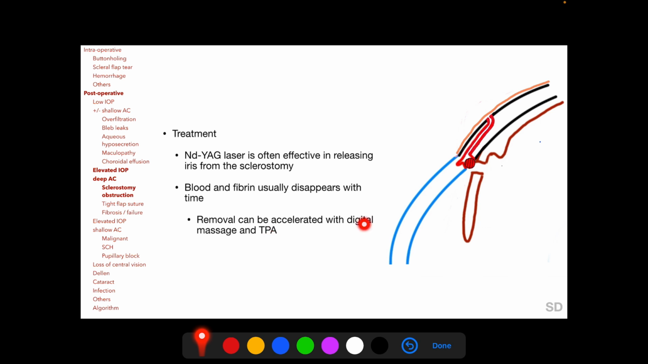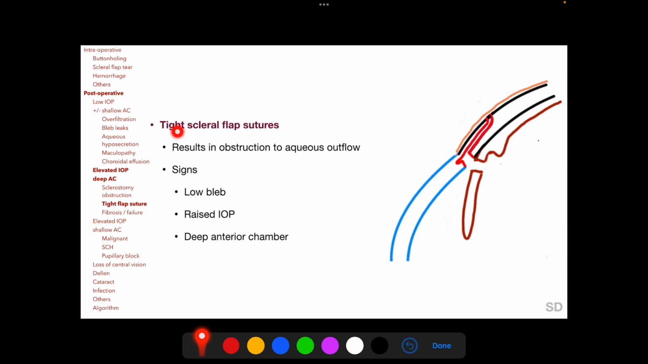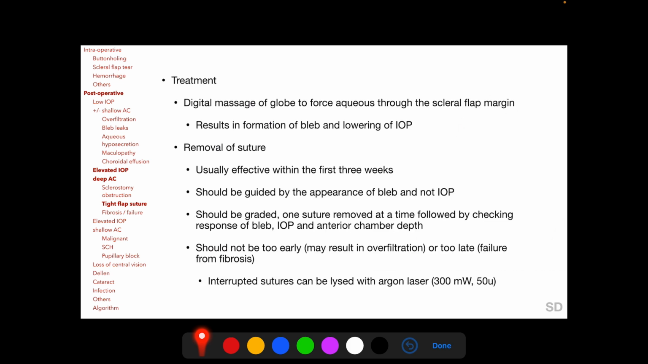We will be discussing digital massage further when we discuss fibrosis of the bleb. Tight scleral flap sutures result in obstruction to aqueous outflow, and these patients will present with raised intraocular pressure, a deep anterior chamber, low bleb, and a patent internal ostium of the sclerostomy. In these patients, initially digital massage of the globe should be instituted to force aqueous through the scleral flap margin. When digital massage is successful, it will result in formation of the bleb and lowering of intraocular pressure.